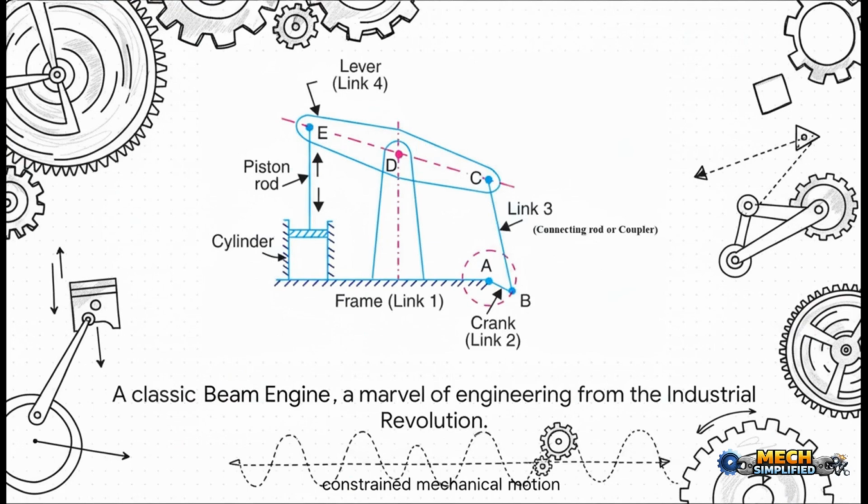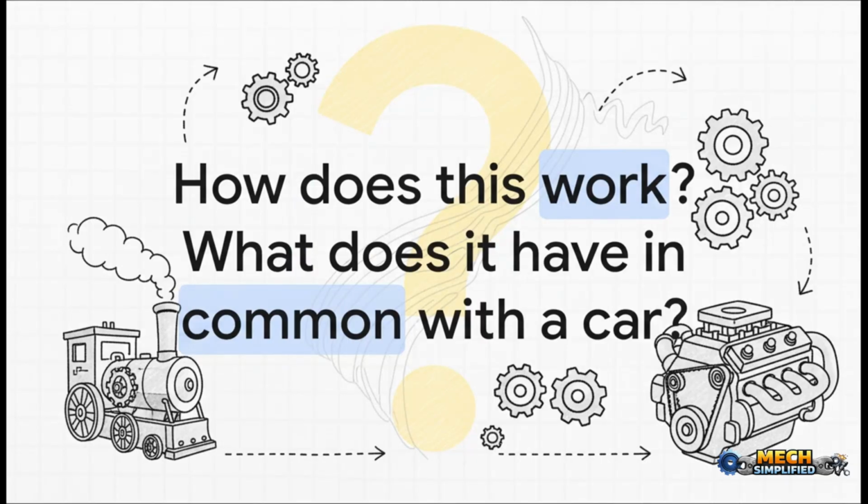Just look at this thing. This is a classic beam engine. You've got this giant wheel spinning over here, this huge beam rocking back and forth, a piston pumping up and down. It looks so incredibly complicated, right? But believe it or not, it's all built from just a few surprisingly simple rules. So how does it all work together so perfectly?